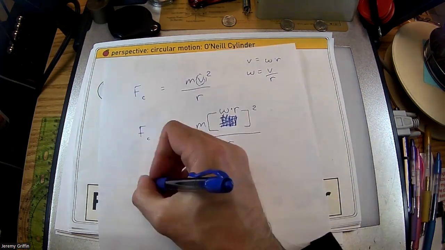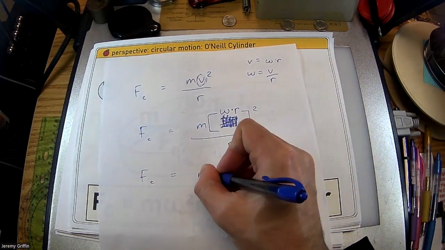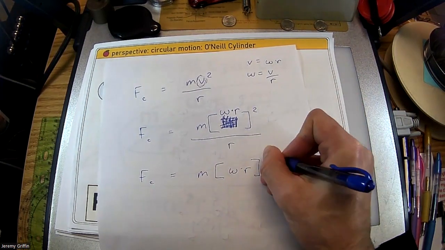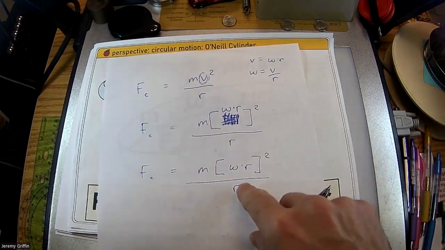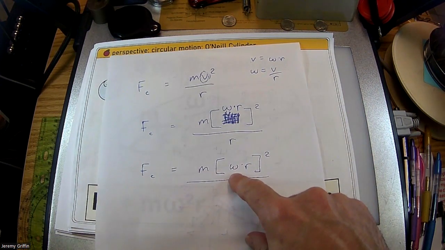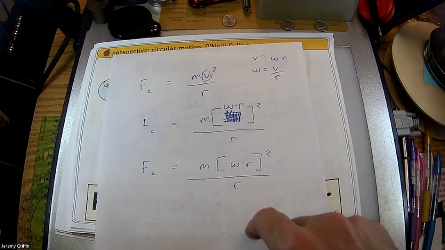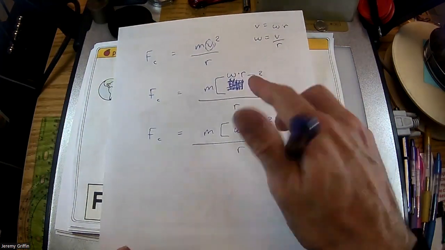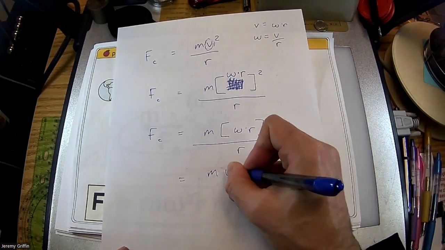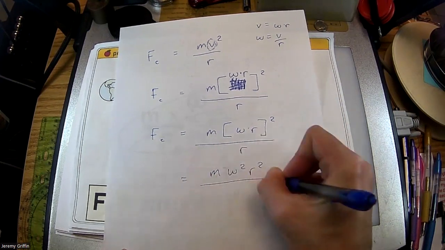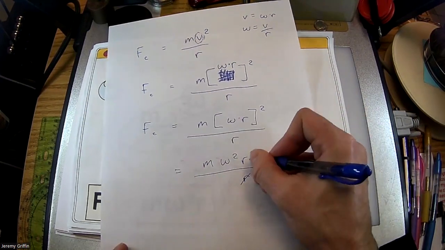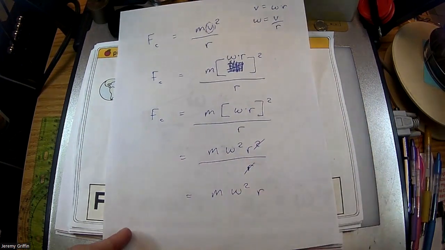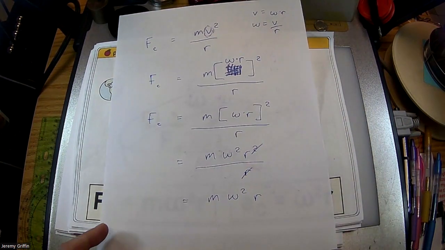Let me write that out cleaner. Centripetal force is m times, instead of v, I'm going to say omega times r. Now remember, you have to use radians per second for omega to plug into an equation like this. And then that would be m omega squared r squared over r. And that's how you get m omega squared r.